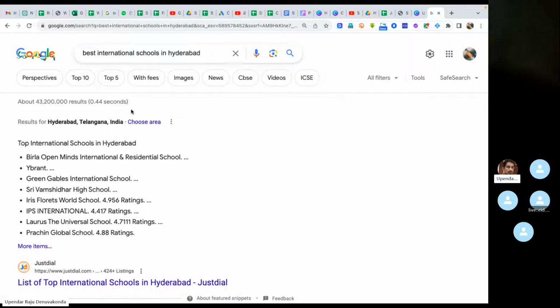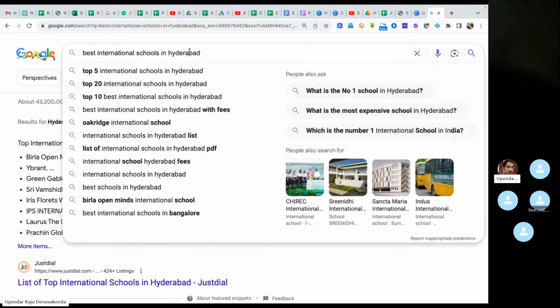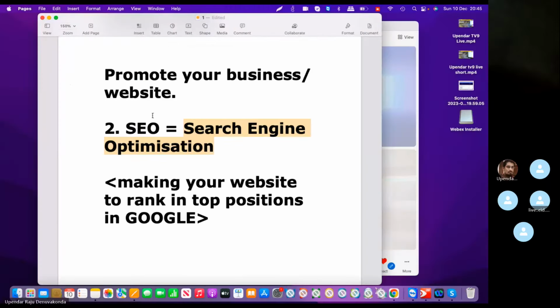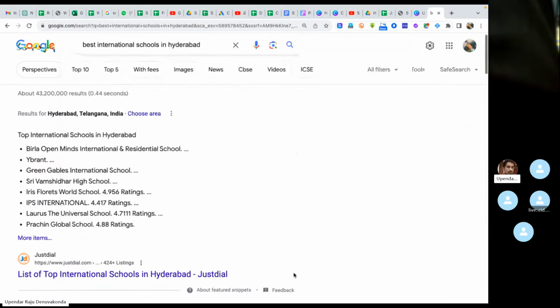In such cases, it is most important for you as a business owner to make your website rank in the top position for these user queries. In technical terms, these are all keywords. We will talk about them in coming classes, but try to understand this is something called search engine optimization. So search engine optimization would help your website to rank in the top positions.